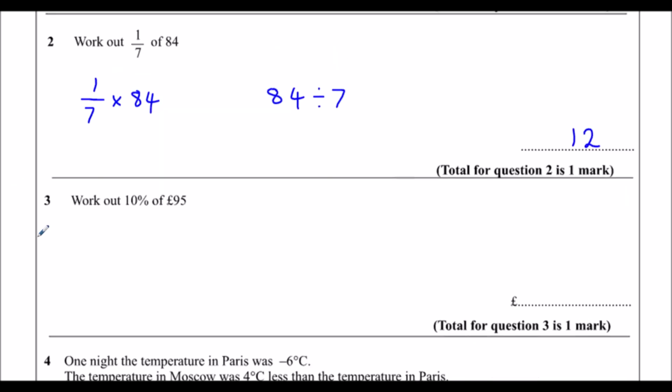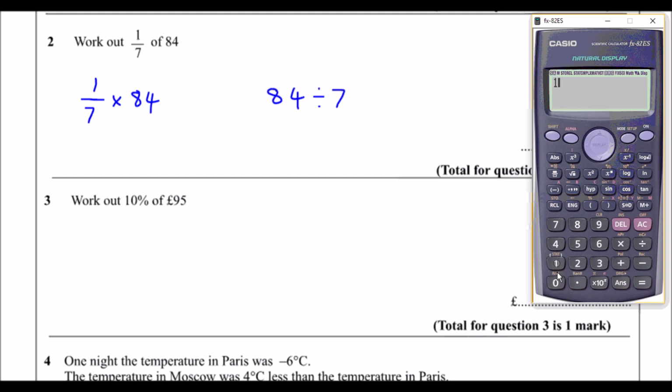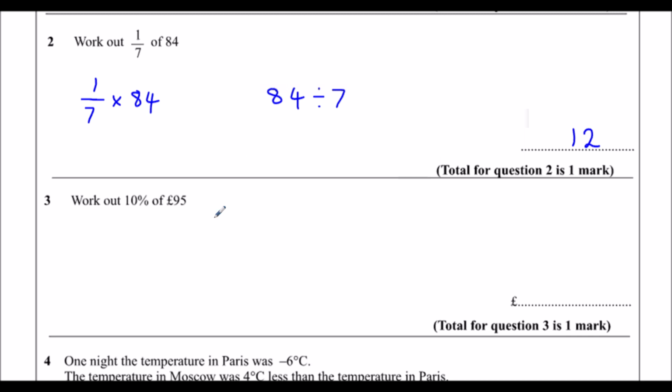Question 3, work out 10% of 95. Again, so we can do 10% times 95, which gives us 9.5. Or we could do 95 divided by 10, which gives us the same answer of 9.5. So 10% of 95 is 9.5, or in money, £9.50.